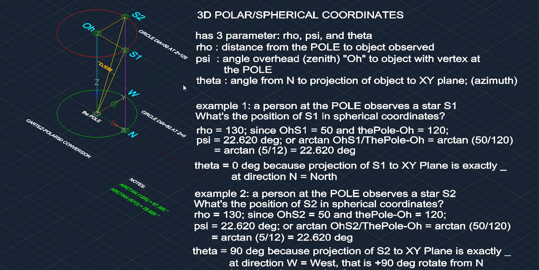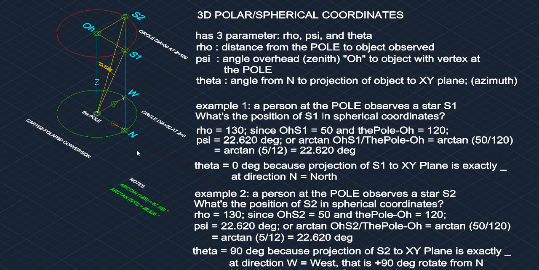And this we see here, a 3 dimension. We have two objects here, S1 and S2, and we have a pole here where everything is measured from. We call this point the pole. So this kind of coordinates we call 3D polar coordinates or spherical coordinates.